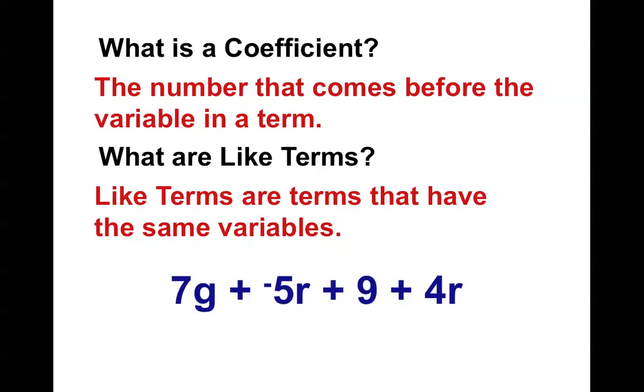Let me show you. So in this situation, I have 4 terms. Notice, 1 term, 2 terms, 3 terms, 4 terms. Why are they terms? They're all added together. Right here, number 9 is a constant because this is a term that has no variable. The like terms are 4r and -5r. Why are they like terms? Because they have the same variable. What is the coefficient of the first term? The coefficient of the first term is the 7 because that's the number that comes before the variable.